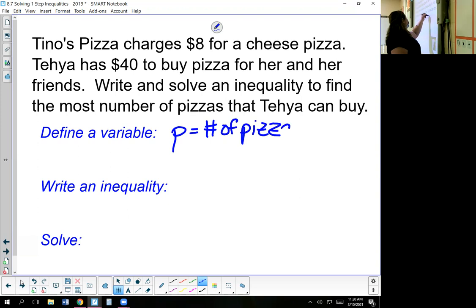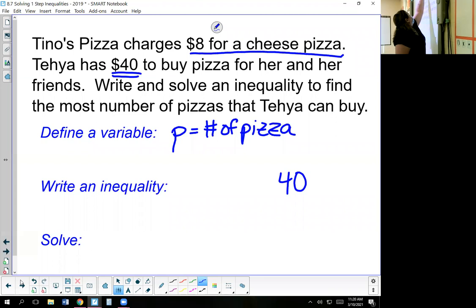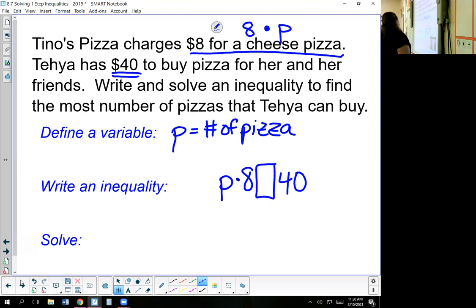Okay. So what do I know? I know she has $40 to spend. So it's going to be 40. And then it's $8 for a cheese pizza. So it's $8 per pizza. So either P times 8 or 8 times P. So the only thing you have to think about is what sign do I put?